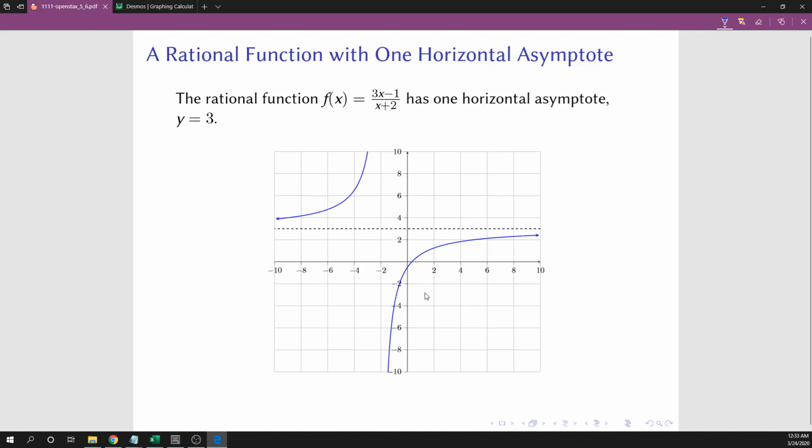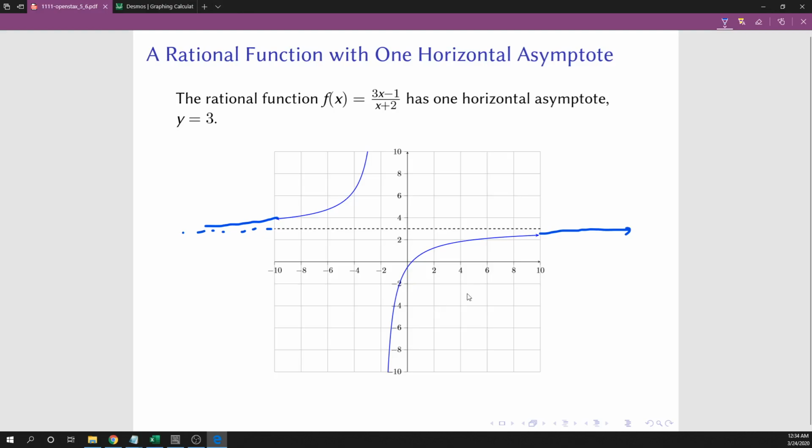We can see that the graph of this function is getting closer and closer to this horizontal line right here. It's getting flatter and flatter, and will continue to get closer and closer to this horizontal line. Same thing over here. The graph is just going to continue to flatten out and get closer and closer to where this dotted line is.